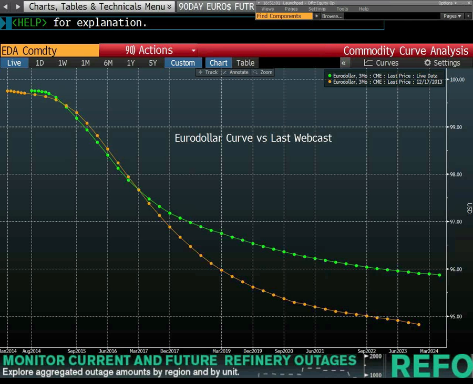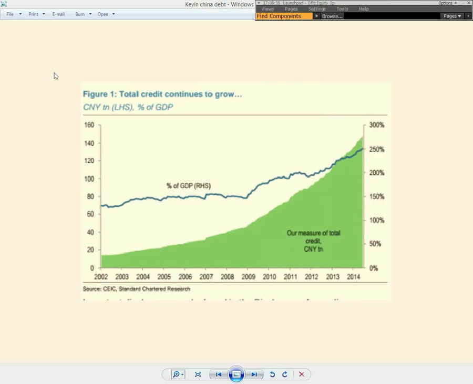So we have a few charts from you, Kevin, that we could talk about. The first one you sent me earlier is about China's total credit versus their GDP, and if you have some comments on that you want to talk about.